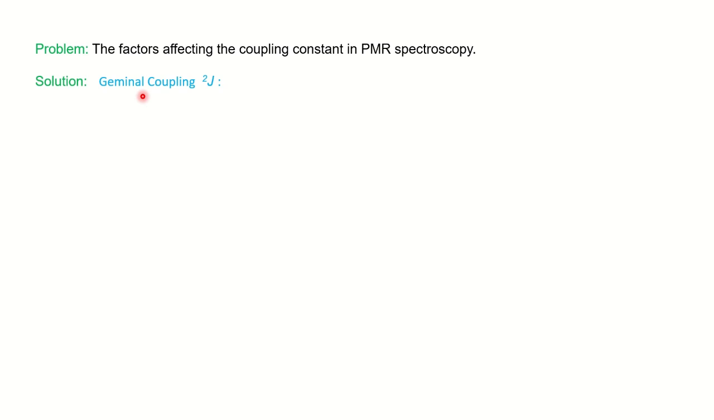Different factors are there. First we will discuss geminal coupling. Geminal, it is also called 2J coupling. As you can notice here, CH2. The two protons which are attached to the same carbon start coupling with each other when the two protons are chemically non-equivalent.